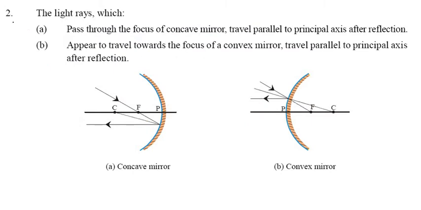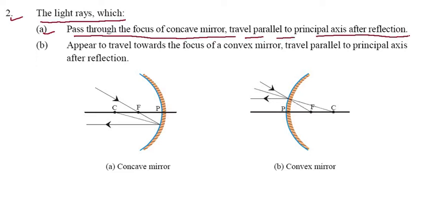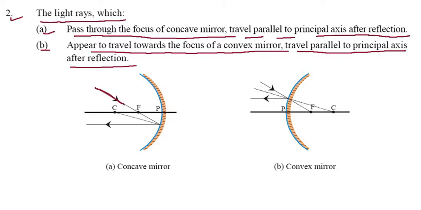Now come to the second law. The light ray which passes through the focus of a concave mirror travels parallel to the principal axis, just opposite of the first rule, or appears to travel toward the focus of a convex mirror, and travels parallel to the principal axis after reflection. You can see here. So that is the ray coming from the focus, and after reflection it will be parallel to the principal axis. As you know, it is the principal axis.